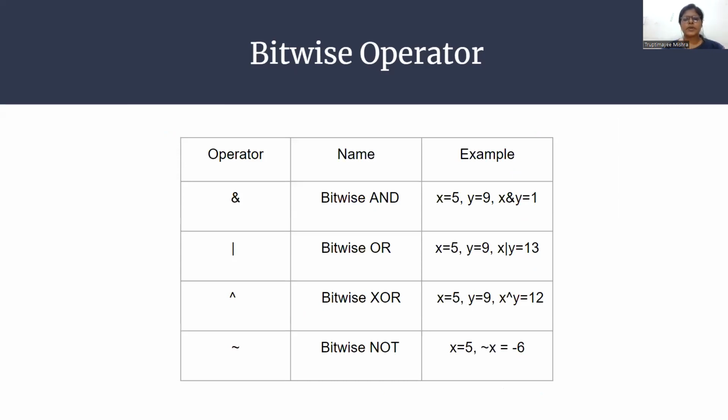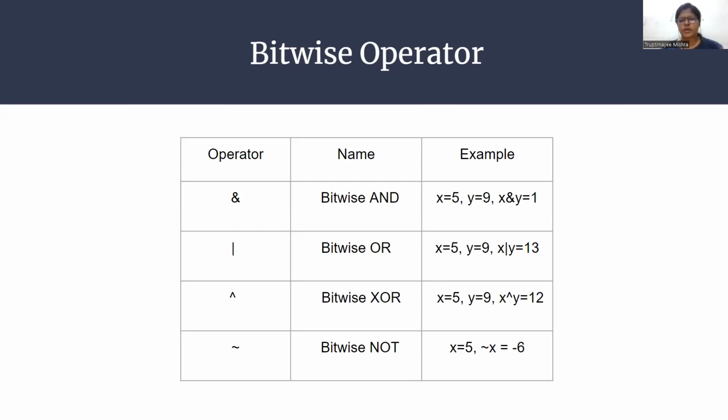Then next is the bitwise operator. There are 4 types: bitwise AND, bitwise OR, bitwise XOR, and bitwise NOT. For this operation, we have 2 values, x and y, that is 5 and 9. We first have to convert them into binary numbers, then it will perform the operation. So first x equal to 5, y equal to 9.